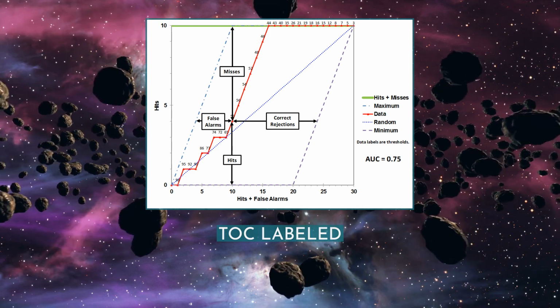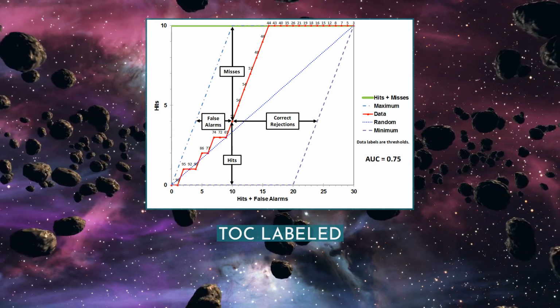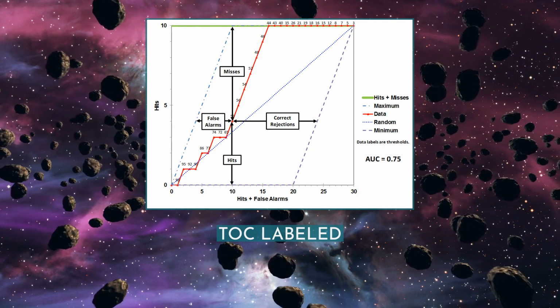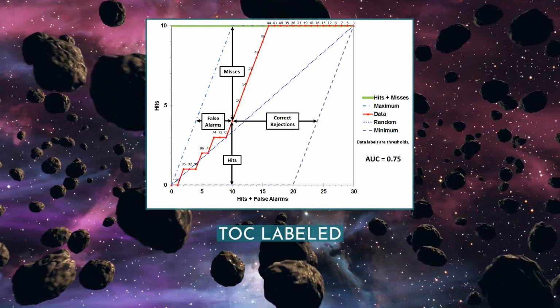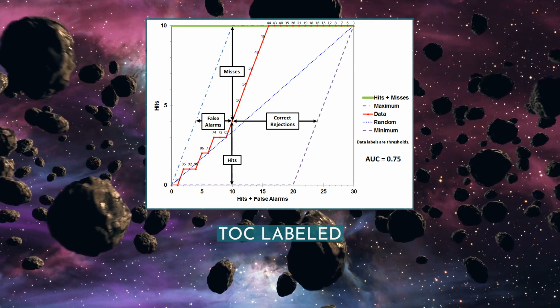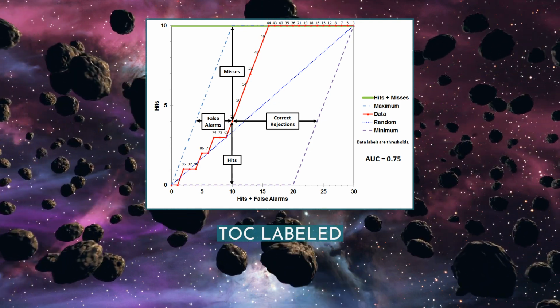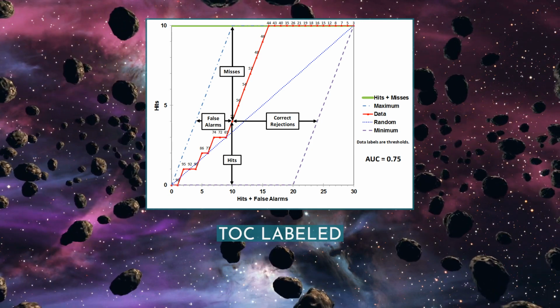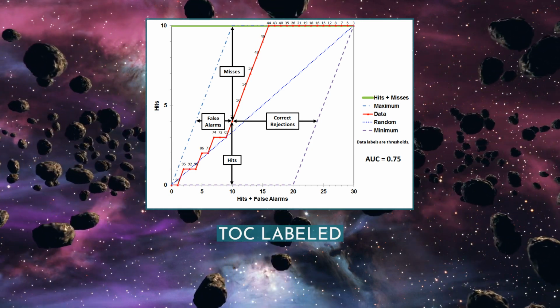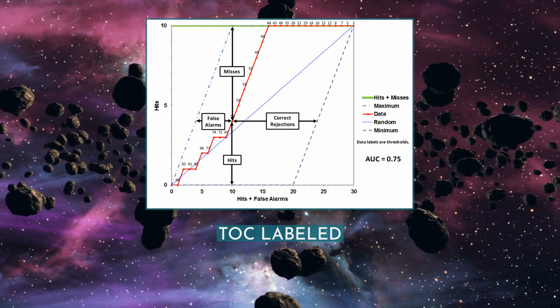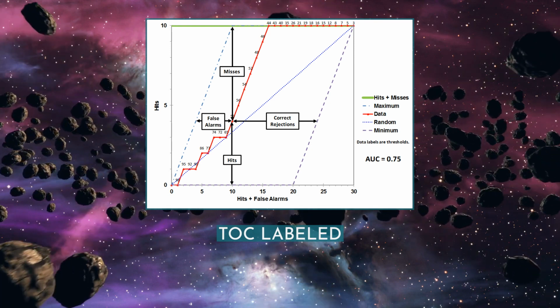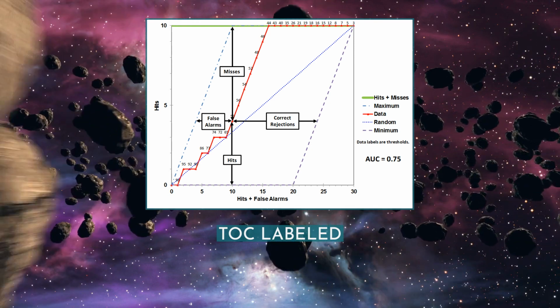The following 4 pieces of information are the central entries in the contingency table for each threshold. 1. The number of hits at each threshold is the distance between the threshold's point and the horizontal axis. 2. The number of misses at each threshold is the distance between the threshold's point and the hits-misses horizontal line across the top of the graph.